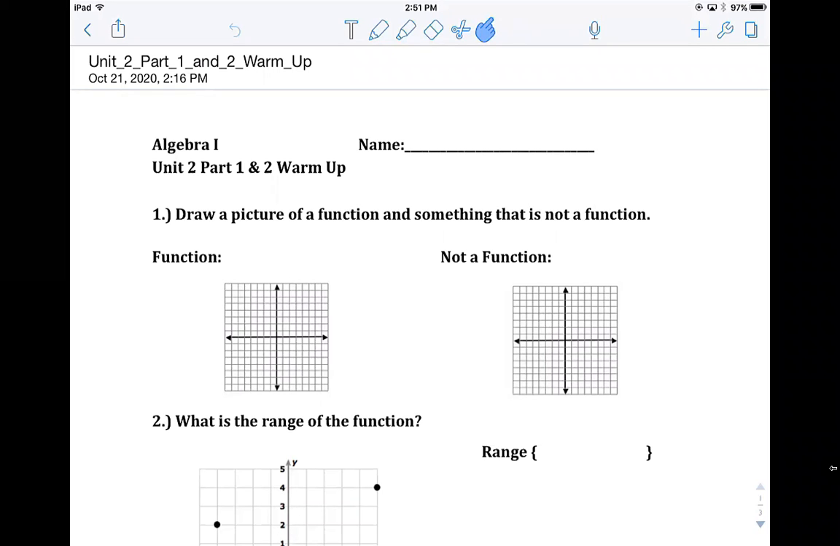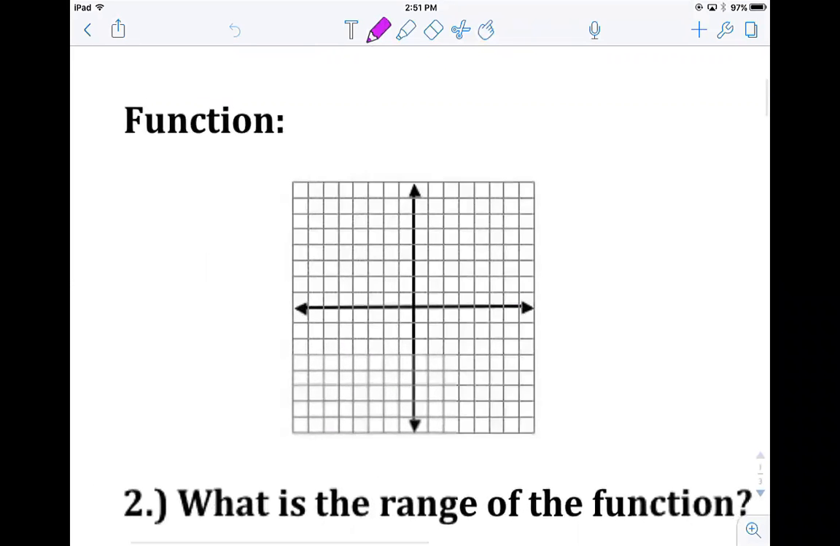This video is to help with the Unit 2, Part 1 and 2 warm-up. So the first question says to draw a picture of a function and then something that is not a function. So if we think about a function, that is for every input, there is one output. So we could draw a line like this. That would be a function.